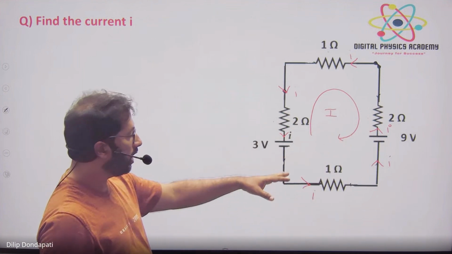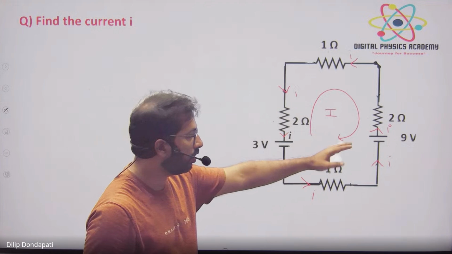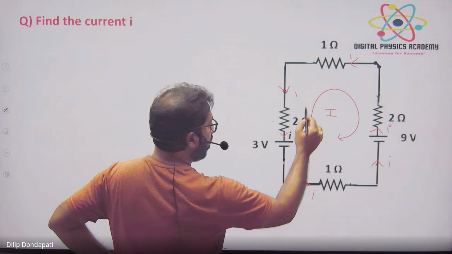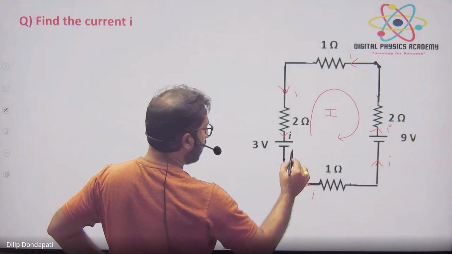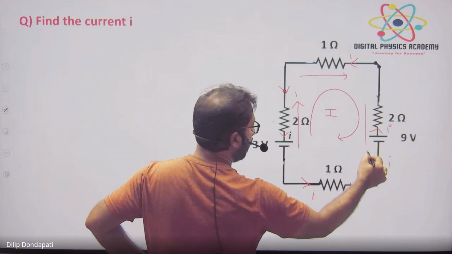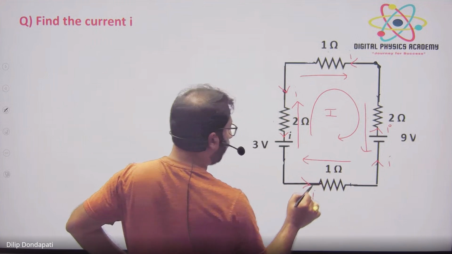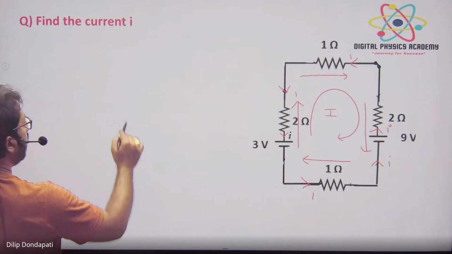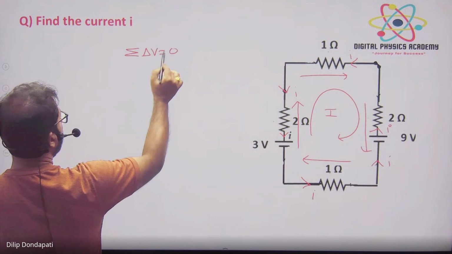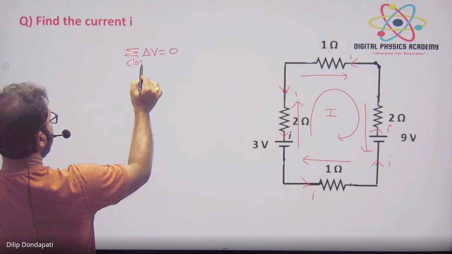Anti-clockwise, any direction you go, if the answer is wrong, it means you've said it the opposite way, that's it. Okay. Now you are going clockwise direction. So we will decide the path. From here, I'm going like this path, like this, like this. Now third step, what is it? Apply sigma of delta V is equal to 0 in a closed loop.